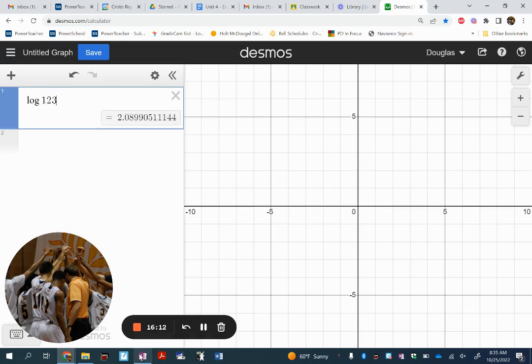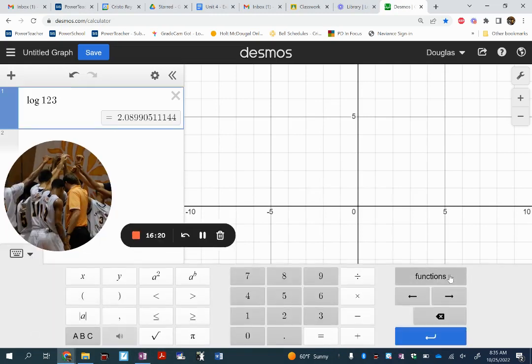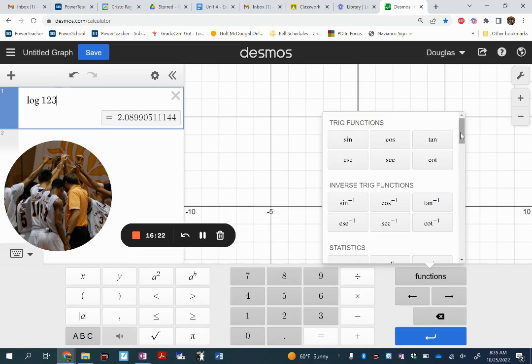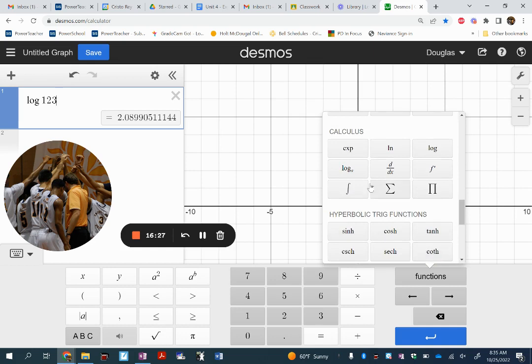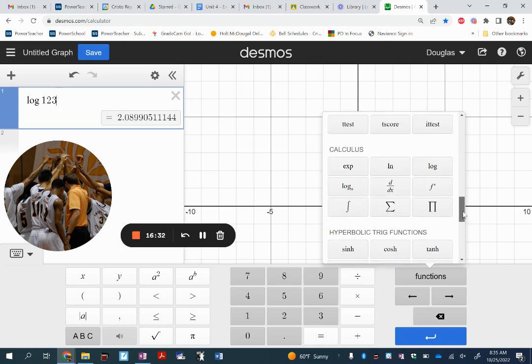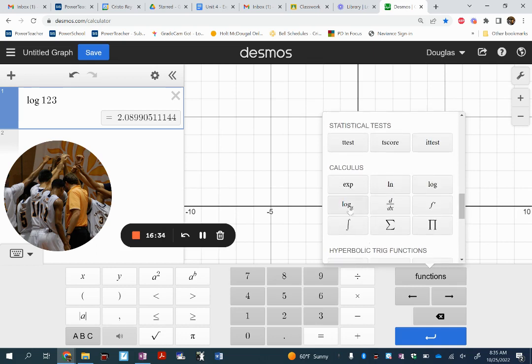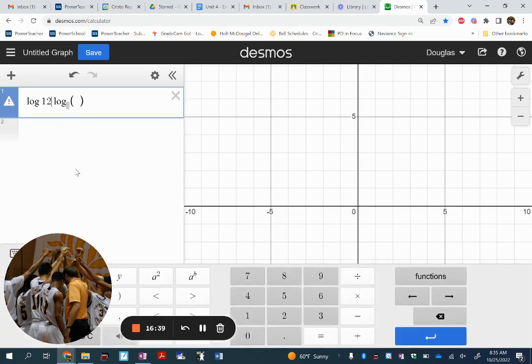of 123. All right. So again, if you would like to use a base that's not 10, you'll have to click the functions. And let's see where it is. It's under calculus. Don't worry, you're not doing calculus right now. But if you click that, right, if you wanted to type in that base of 10, you'd have to then type the base. There we go, 10 of 123.